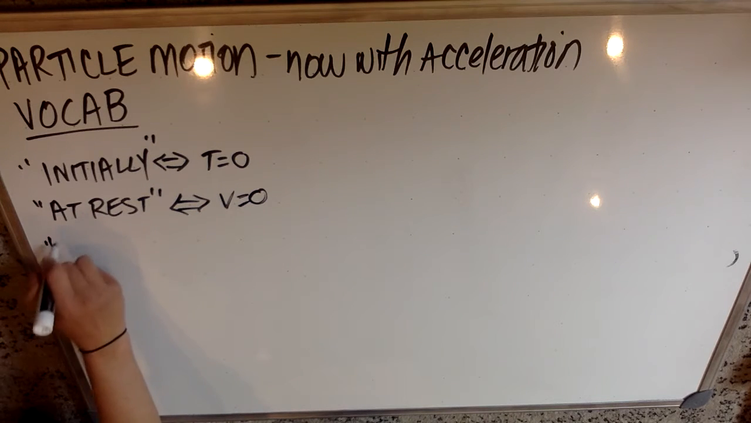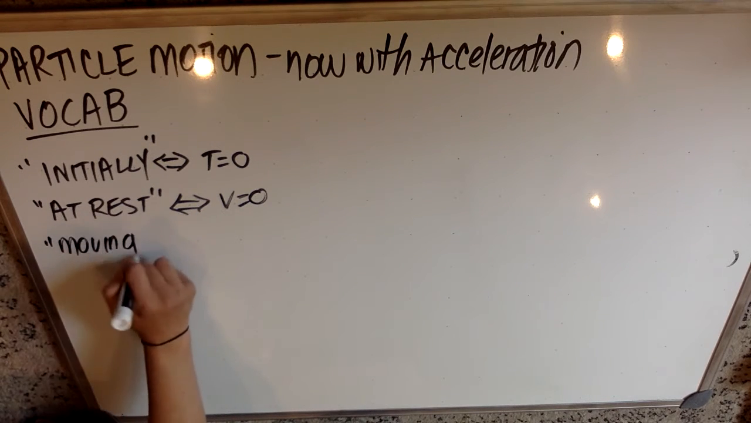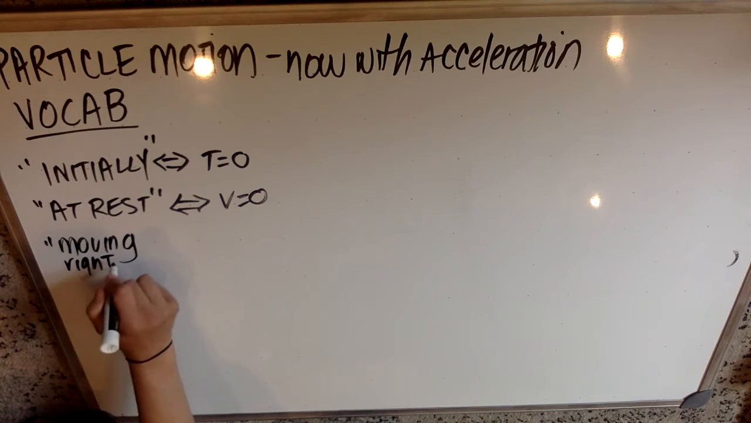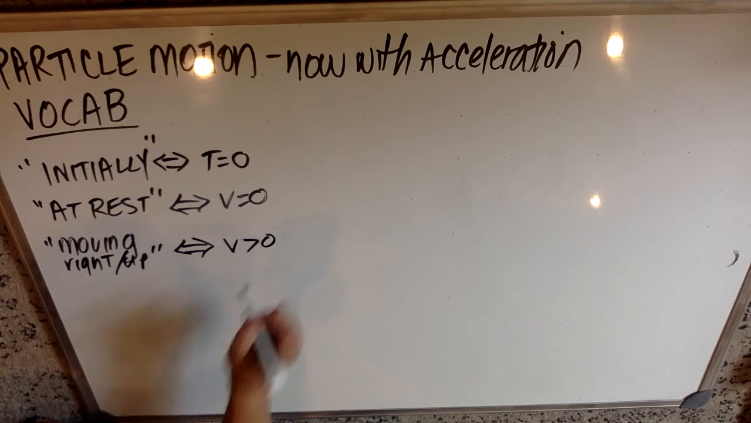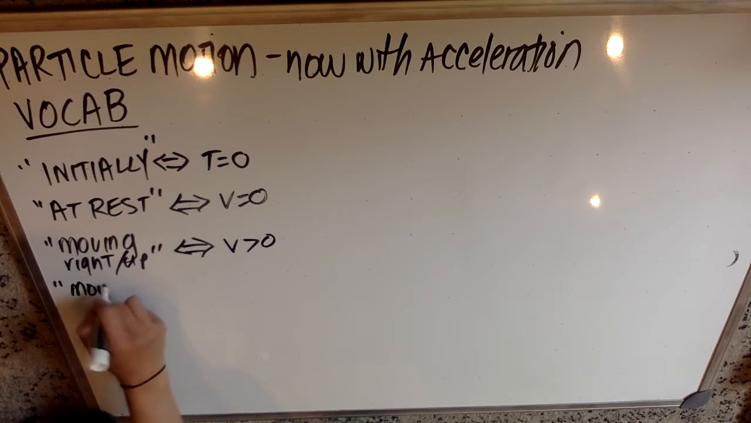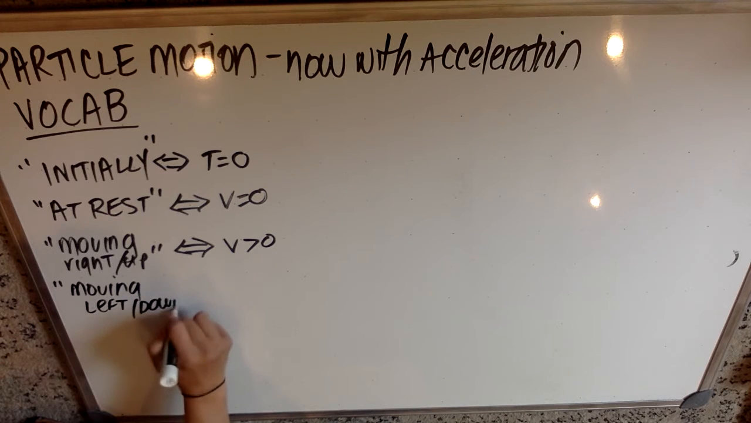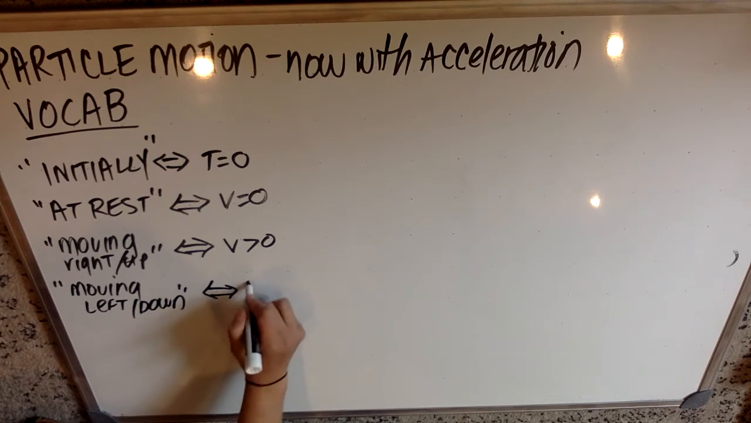We discussed that moving either right or up should tell you that velocity is positive, and that moving left or down should communicate with you that velocity is negative.